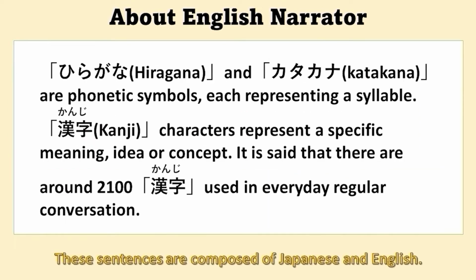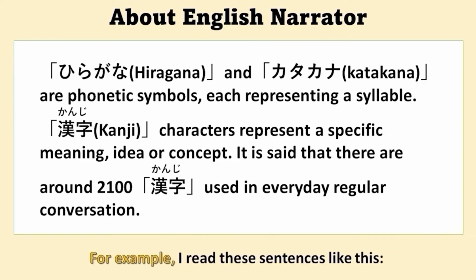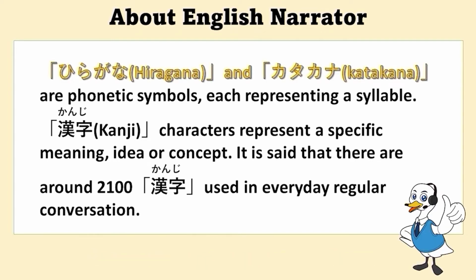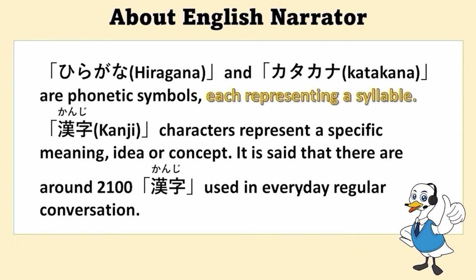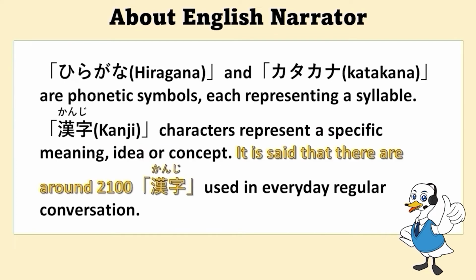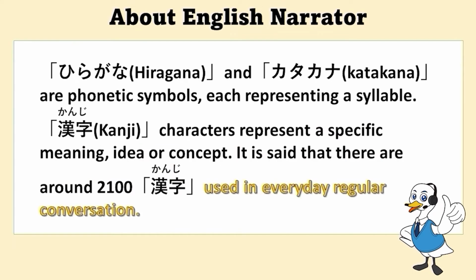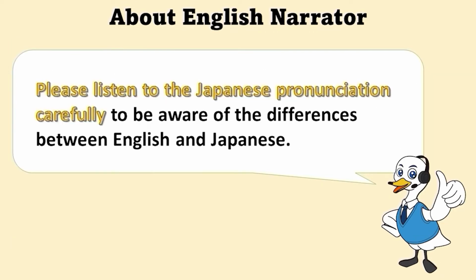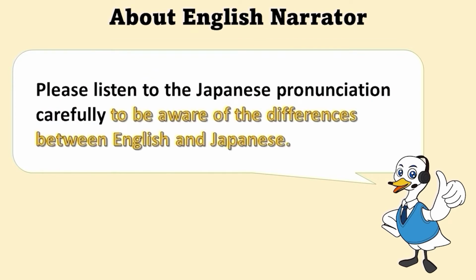These sentences are composed of Japanese and English. For example, I read these sentences like this. Hiragana and katakana are phonetic symbols, each representing a syllable. Kanji characters represent a specific meaning, idea or concept. It is said that there are around 2,100 kanji used in everyday regular conversation. Please listen to the Japanese pronunciation carefully to be aware of the differences between English and Japanese.